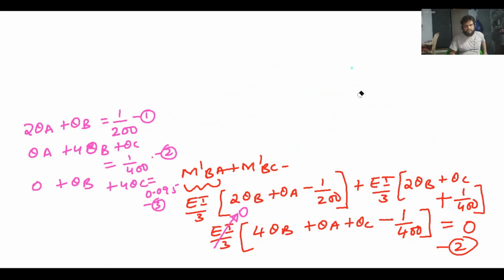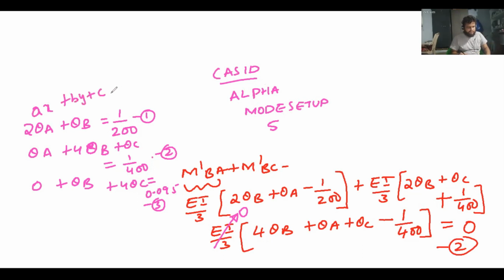So just take out your Casio calculator. First step is to press alpha, and next press mode setup, and again press 5. Now, how many equations are there? The form is AX plus BY plus CZ equal to constant K. For this you have to select, again, press 2.